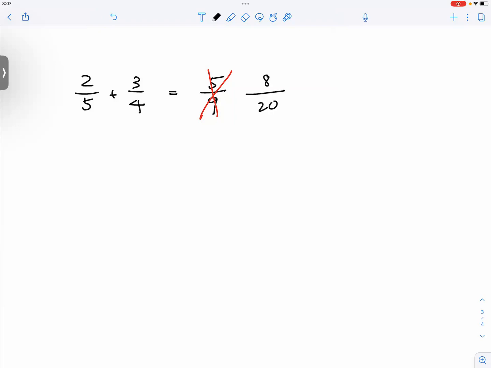Now, so you're going to multiply the first fraction by 4 for both numerator and denominator. And then you multiply by 5 for the numerator and denominator. And that means you have 23 over 20. Okay. Now, that's how to do it.